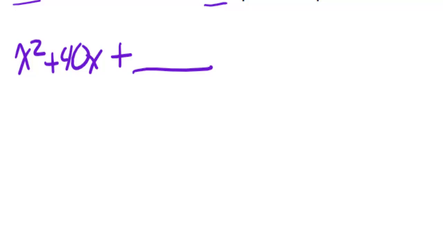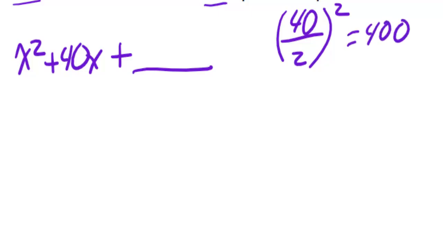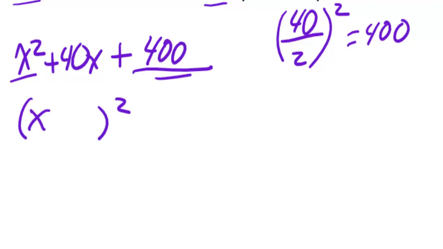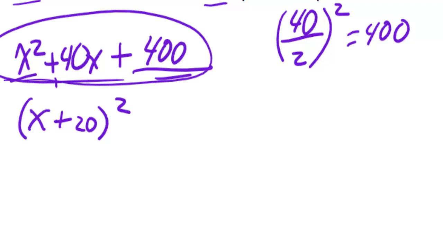Alright, so we take the b value, which is 40, we divide by 2, and then we raise it to the second power. Okay, so 40 divided by 2 is going to give us 20, and 20 to the second power is 400, so this needs to be 400. Now put it back in factored form, because when it's in factored form, that's how we solve it. So we take the square root of the first number, which is x, the square root of this last number, which is 20, and then we keep the same sign as the middle number, which is a positive. So x plus 20 squared should give us this trinomial back again.